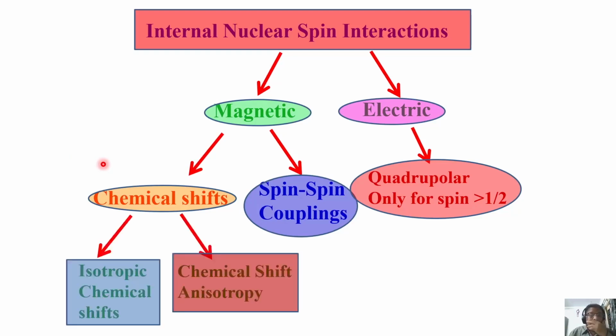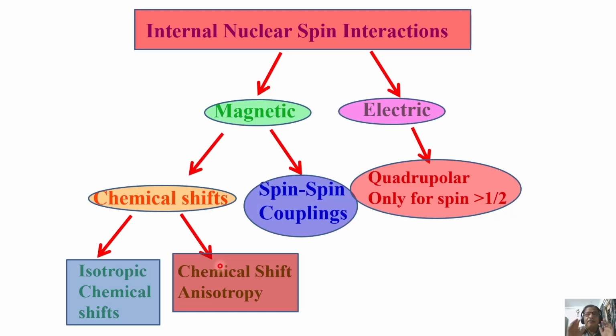Okay. Now, if I go further, this magnetic interaction, like for example, chemical shifts, can be further divided into 2 types. One is isotropic chemical shifts, other is chemical shift anisotropy. That means the chemical shift has 2 parts. One is an isotropic part, other is an anisotropic part.